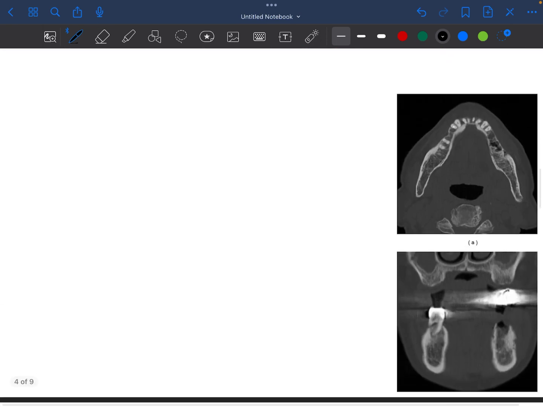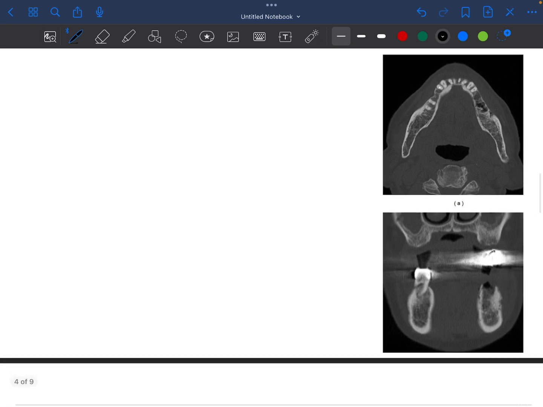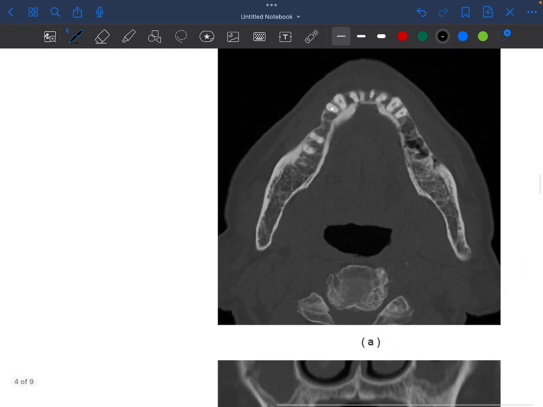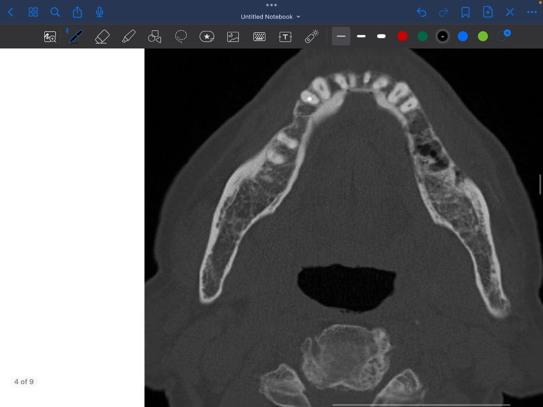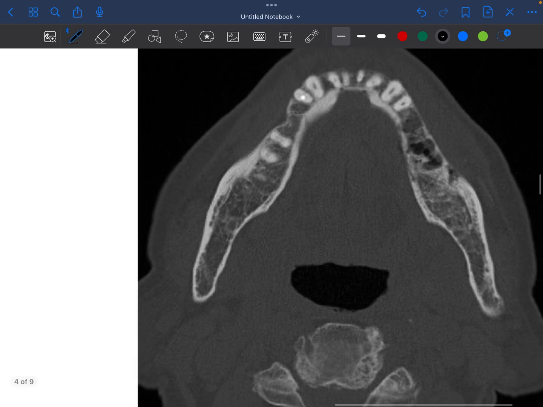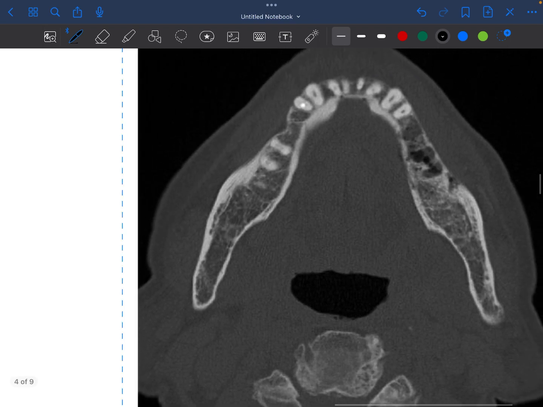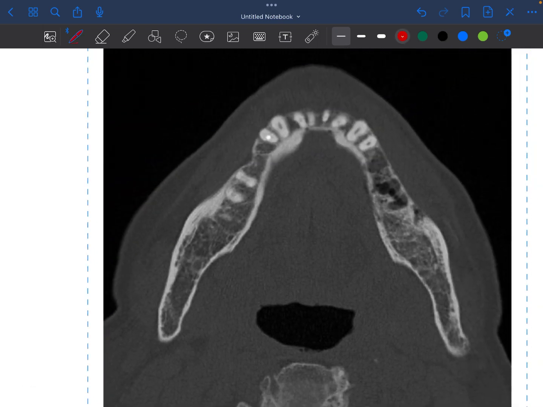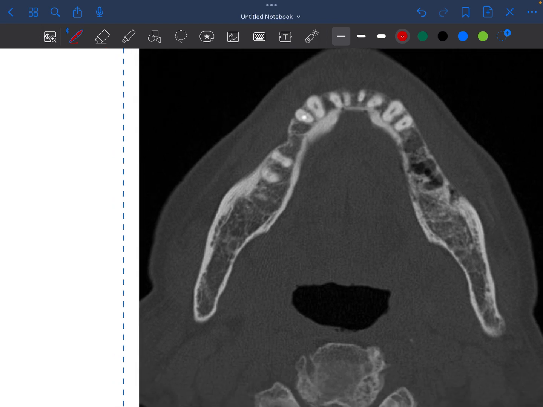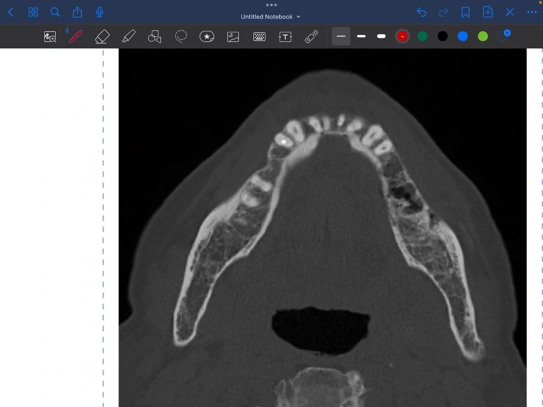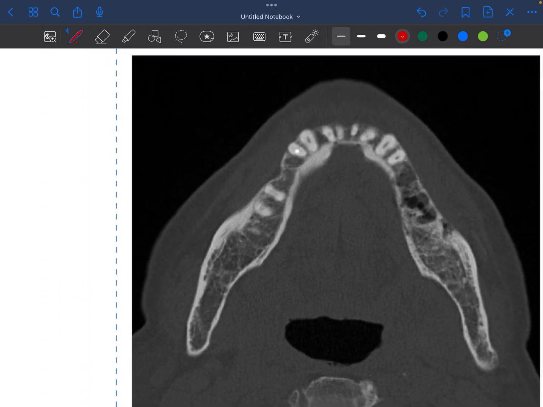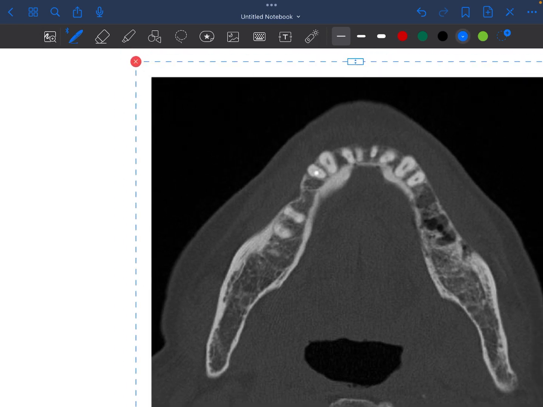In radiographs, when you take the X-ray, you will find abnormalities. This is a CT scan, right? And this entire thing is bone, correct? Whatever you see in white is your bone, but then at a certain point you will see this black marking.